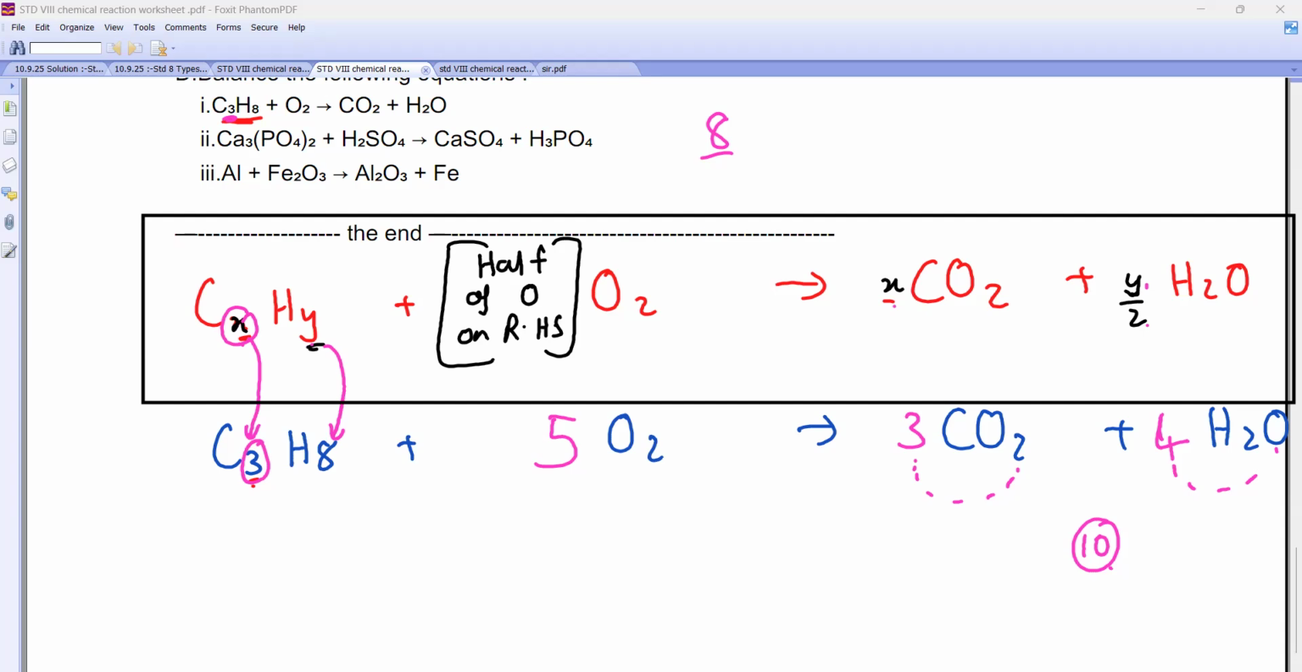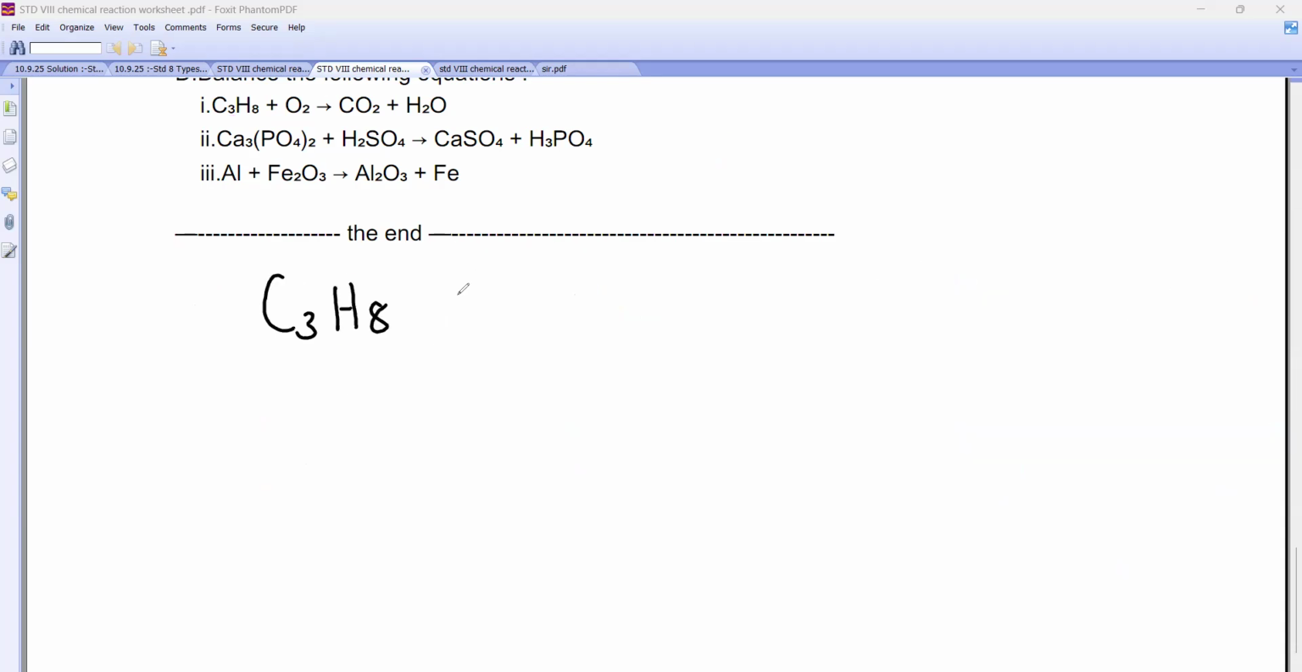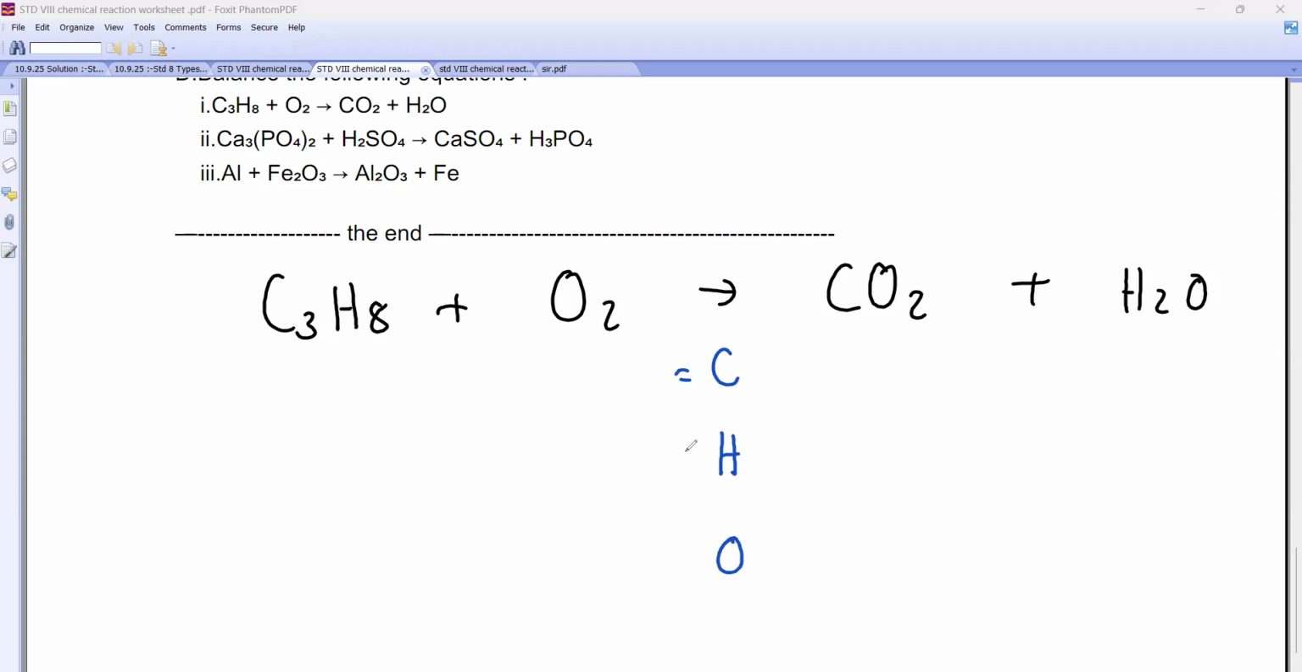If you did not understand this method, I am giving you our normal method. Aradhya beta, look into this. What was given here? Now tell me which elements are here. First is carbon, hydrogen, oxygen. On the left hand side, how many carbon? 3. Hydrogen is 8. Oxygen is 2. On the right hand side, how many carbon? 1. How many H? 2. How many O? 2 plus 1, 3.